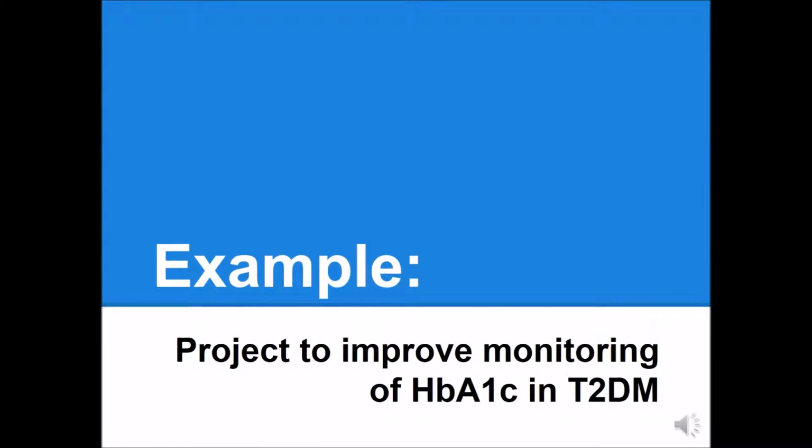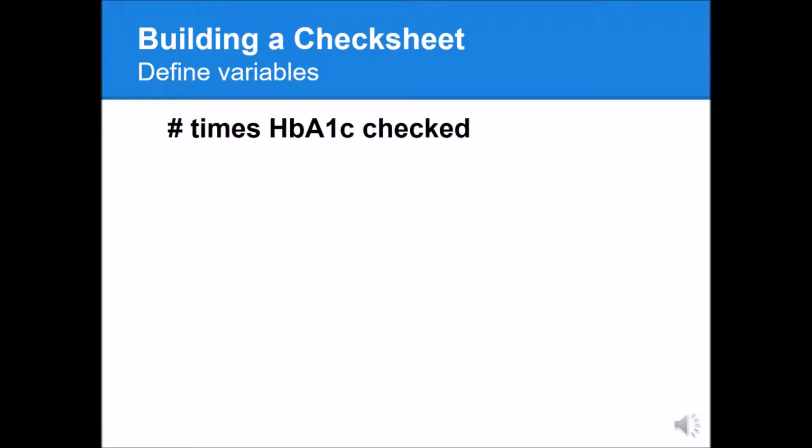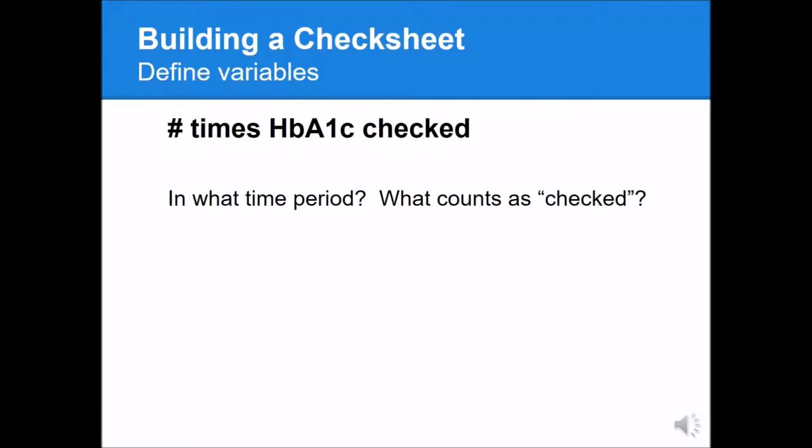First, let's say we're doing a project to improve monitoring of hemoglobin A1C levels in diabetic patients. Let's say that one of the variables we want to keep track of in this project is number of times hemoglobin A1C was checked for each patient. In planning for a check sheet, we need to be specific about what time period we're talking about and what counts as checked or not checked, so that every data collector is on the same page.